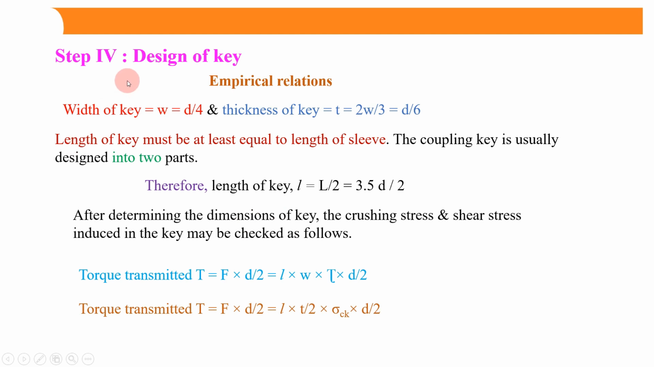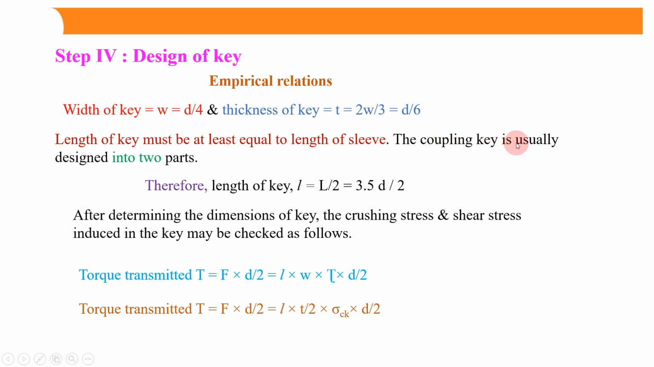Step number 4 is to design a key for muff coupling. There are some empirical relations given. Width of key W is equal to d by 4, and thickness of key T, which is given as twice W upon 3, is d by 6. So W is equal to d by 4 and T is equal to d by 6. Length of key must be at least equal to length of sleeve.